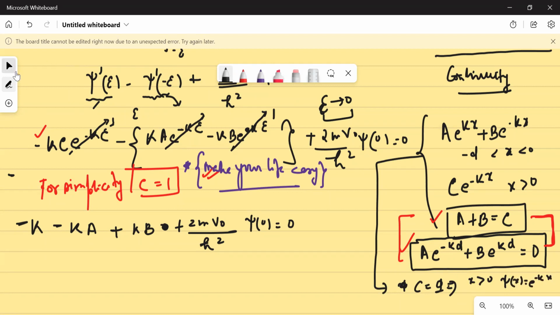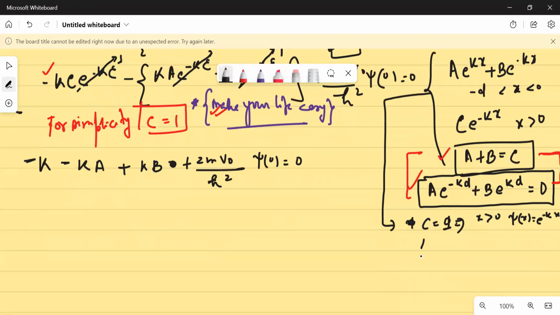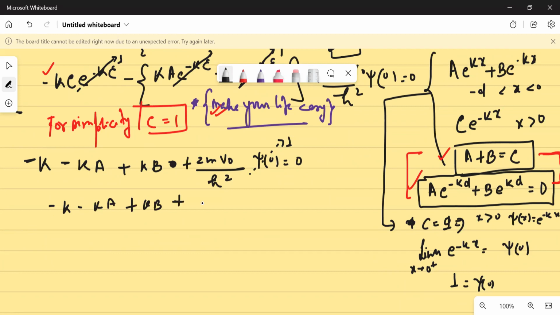Now, if you want to write psi of 0, you can just take the limit to the right. So just take the limit to the right. So limit x tends to 0 plus e to the power minus kx should be equal to psi of 0. So this limit would be equal to, I think, 1. So just write psi of 0 as well, so that all of these things become simple. So what I've done, I've written minus, I think this would be minus k minus ka. Then you have something like plus kb plus 2m V naught upon h-bar squared is equal to 0. Is that clear? And you have some extra conditions. Don't forget about it. These two are extra conditions.